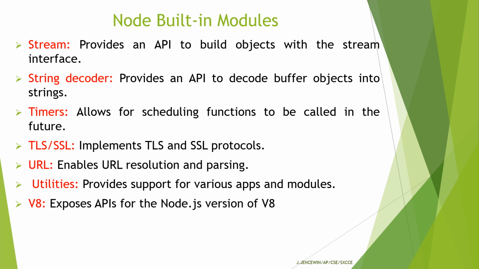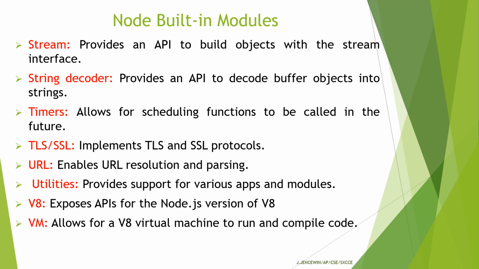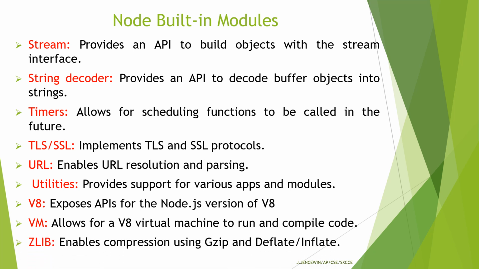Then V8, this is the JavaScript engine, and this module provides APIs to interact with the V8 engine. Then the VM module, this allows the V8 virtual machine to run and compile code. That means it provides an API to execute JS code within the V8 engine. Then zlib, this mainly provides functionality for both compression and decompression.